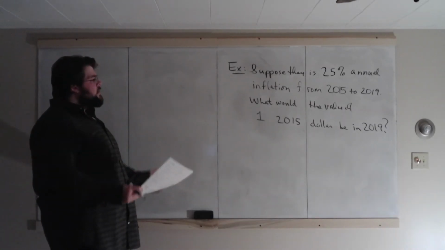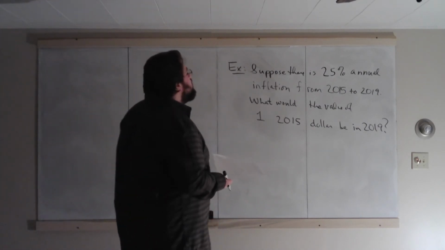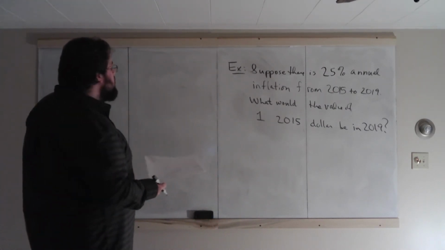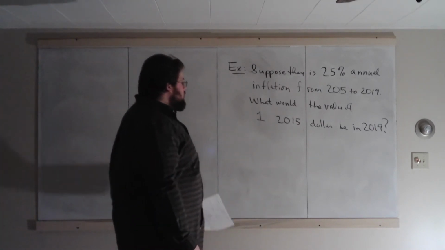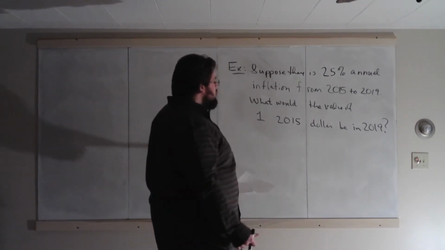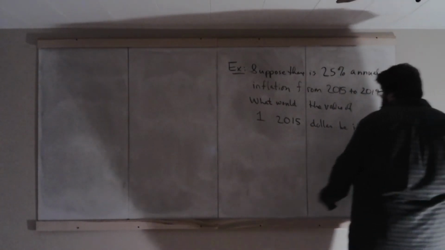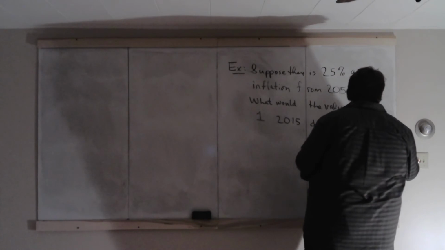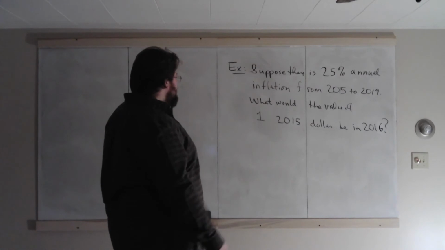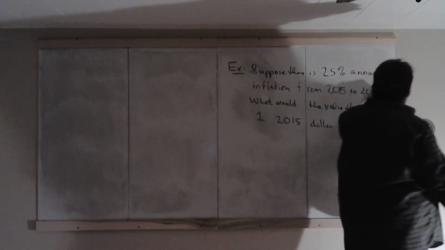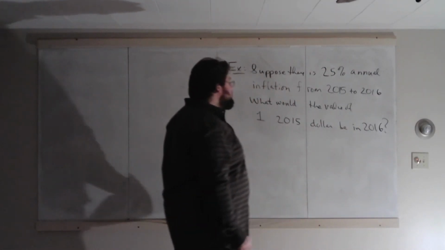So I'd like to make one more observation about this example with 25% annual inflation. This example is more illustrative than the 3% for what I'm about to explain. 25% annual inflation. In 1 year, that does not mean the dollar is worth 75 cents. It actually means the dollar is worth 80 cents. And where did I come up with 80 cents? Well, let's look at this example. 25% annual inflation from 2015 to 16. What would the value of one 2015 dollar be in 2016?